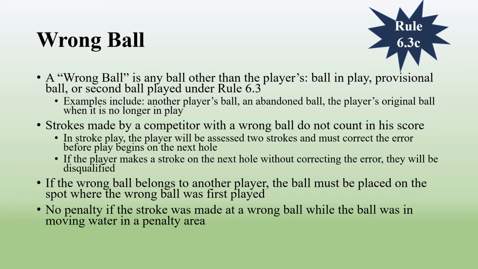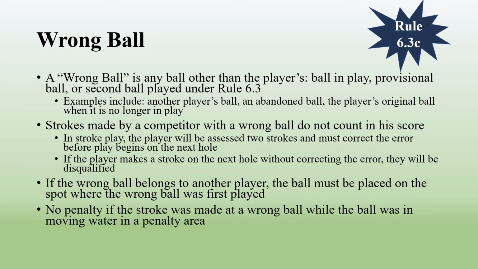Rule 6.3c covers a wrong ball. A wrong ball is any ball other than the player's ball in play, provisional ball, or a second ball played under Rule 6.3. Examples could include another player's ball in play, an abandoned golf ball, the player's original ball when it's no longer in play. Strokes made by a competitor with the wrong ball do not count towards the score.